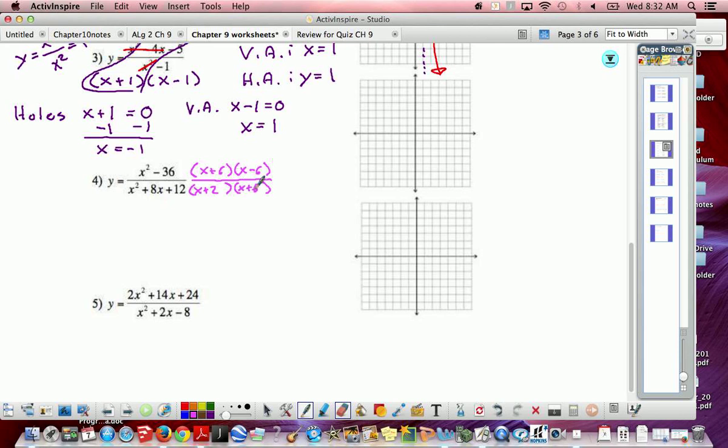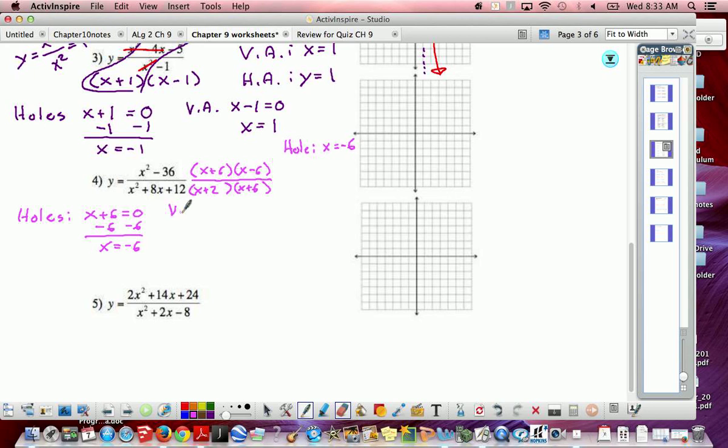So now, for my holes, do I have any factor that repeats? Sure enough, x plus 6. So x plus 6 equals 0. Subtract 6, and x equals -6. So I have a hole at x equals -6.